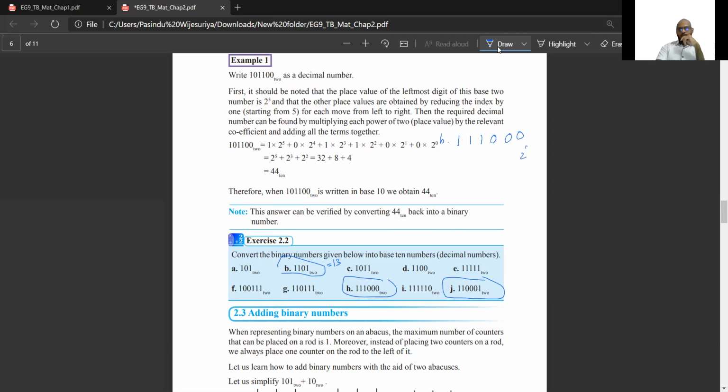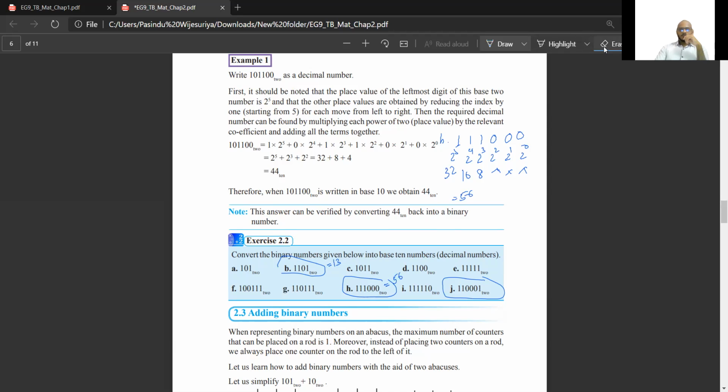So this is 2 to the power 0, 2 to the power 1, 2 to the power 2, 2 to the power 3, 2 to the power 4, 2 to the power 5. So it doesn't matter, doesn't matter, doesn't matter. 2 to the power 3 is 8. This is 16. This is 32. So you will have to add 32 plus 16 plus 8, which is 56. Answer is 56.